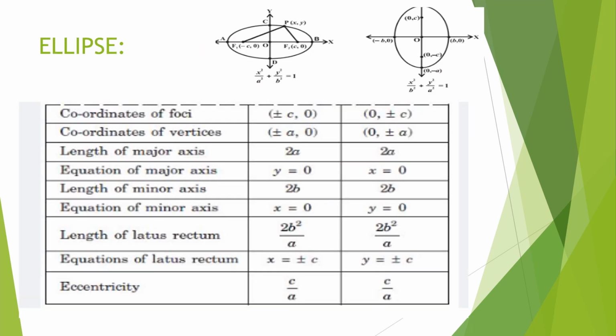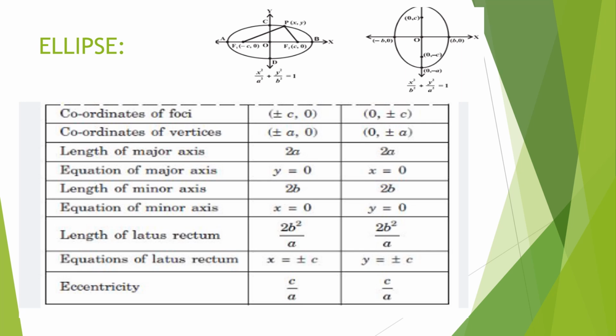Now like we had for parabola, this is a very important chart for ellipse. If you remember this chart, you can solve any example which is based on ellipse. So you have again over here two types of ellipses. First one, if the major axis is the x-axis, and second one, major axis is the y-axis. So in the first case, when the equation is x square upon a square plus y square upon b square is equal to 1, coordinates of foci are plus or minus c and 0, coordinates of the vertices are plus or minus a, 0, length of major axis 2a, equation of major axis.